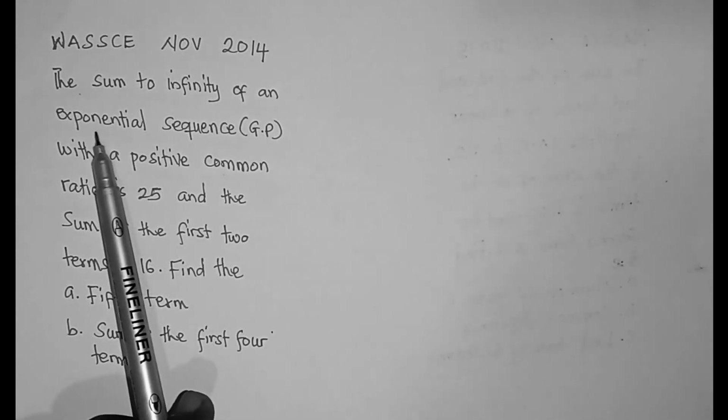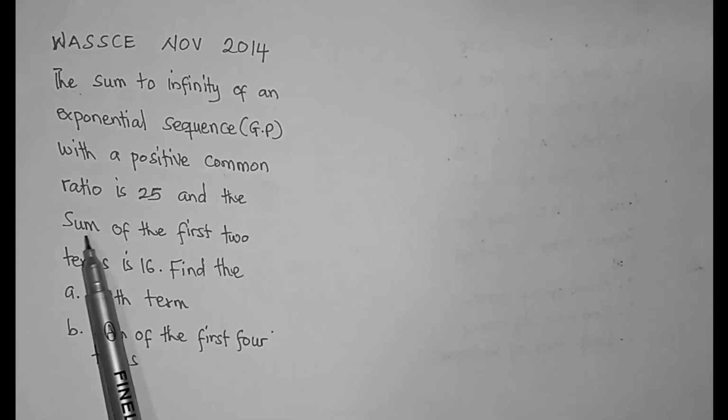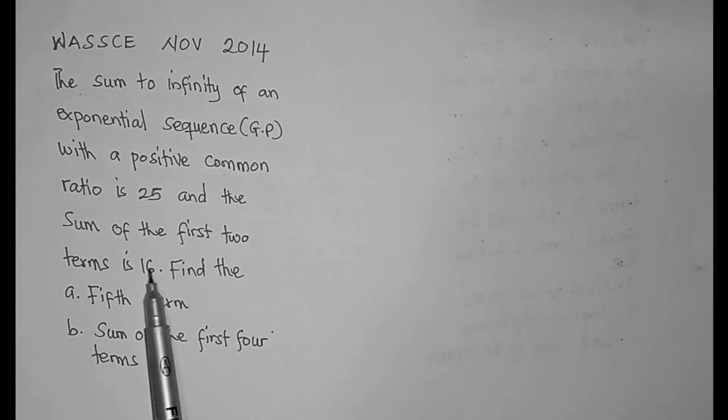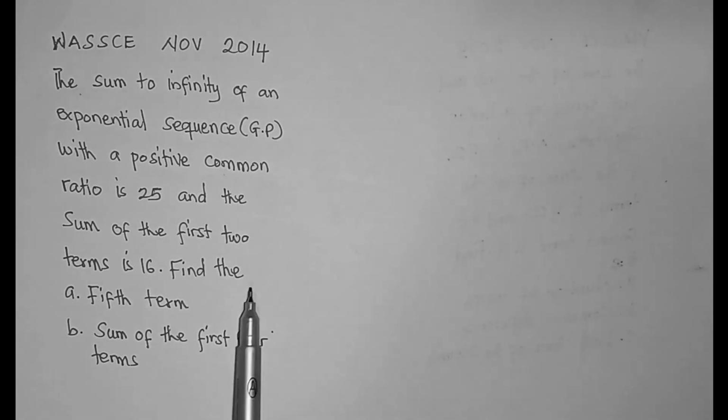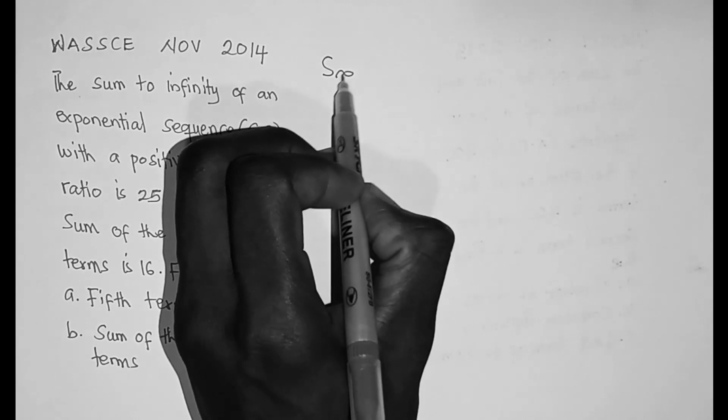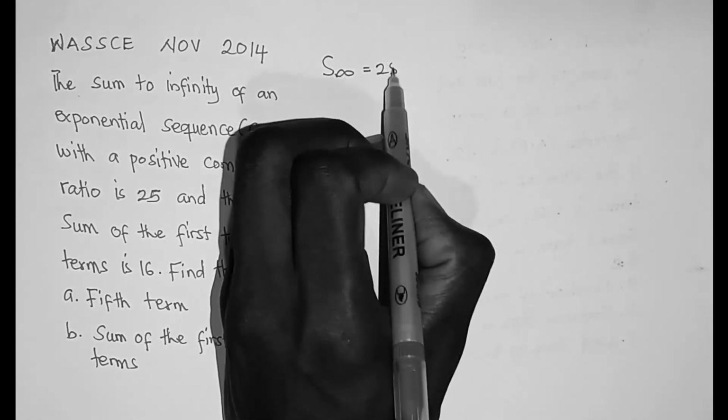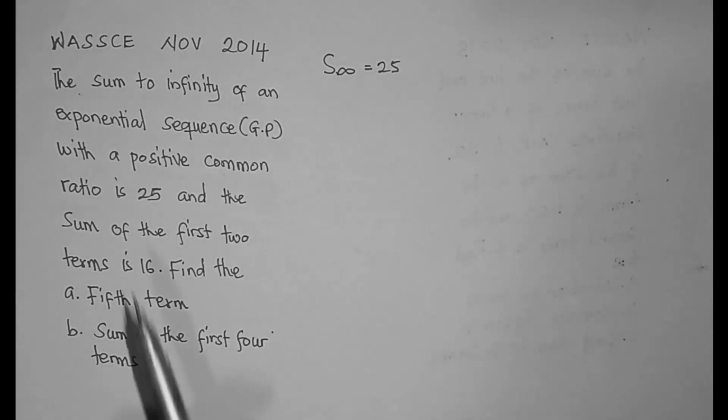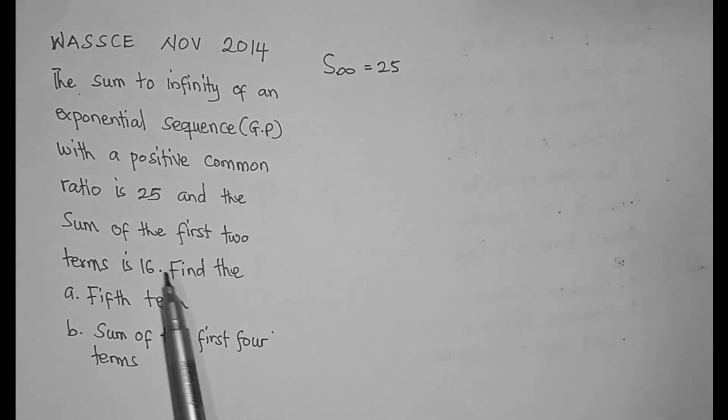The sum to infinity of a geometric sequence, GP, with a positive common ratio is 25, and the sum of the first two terms is 16. Find the fifth term and then the sum of the first four terms. So the sum to infinity is equal to 25. And the question also says that the sum of the first two terms is 16.